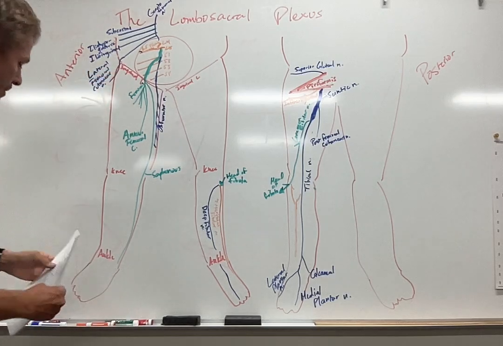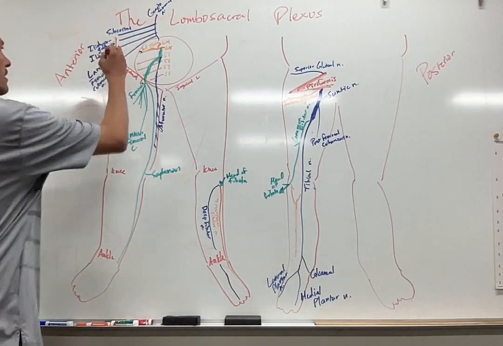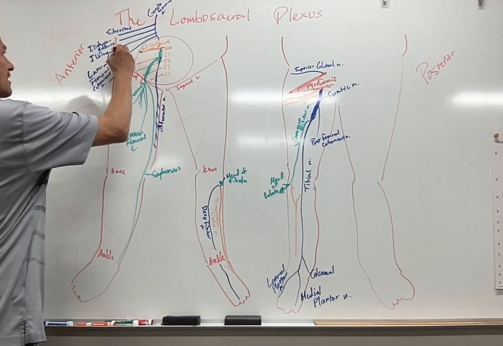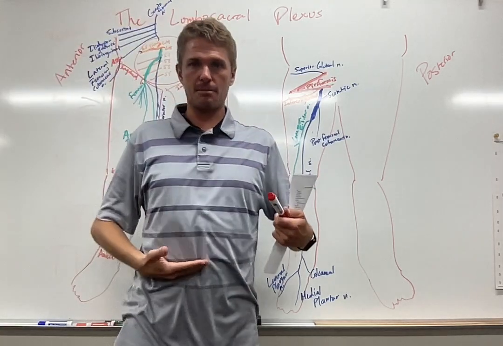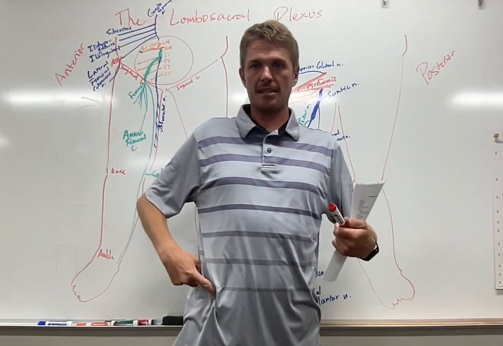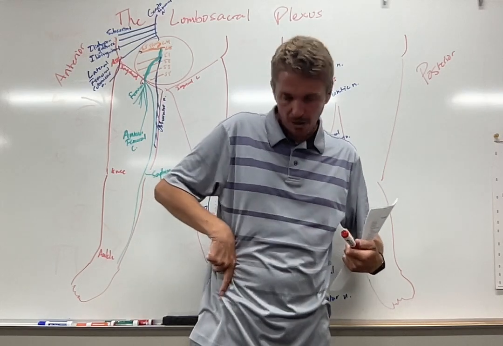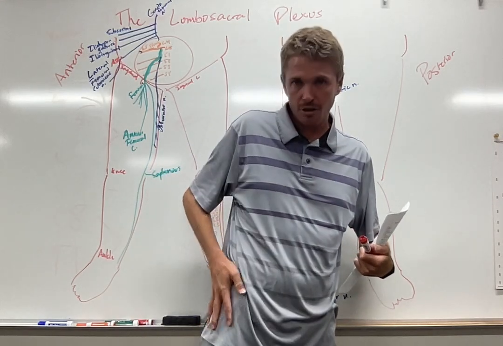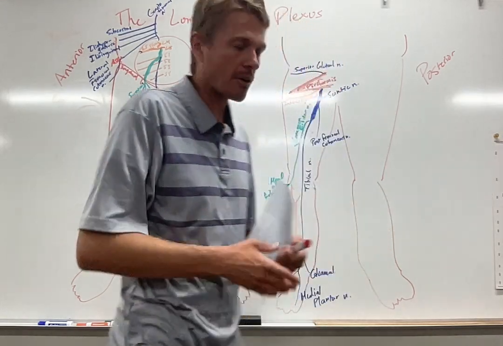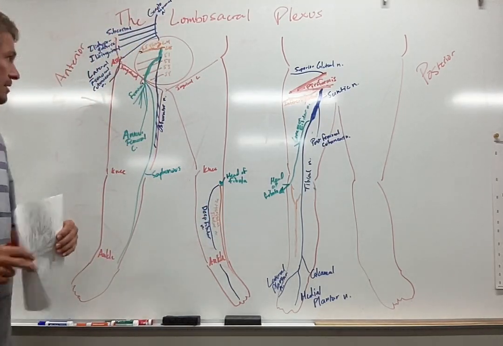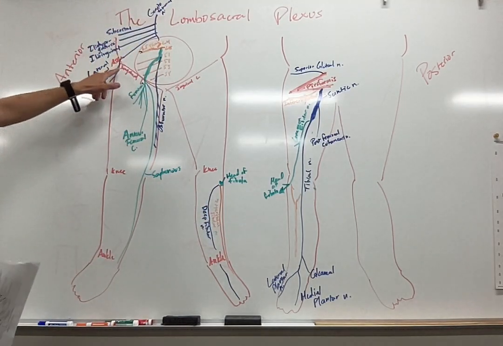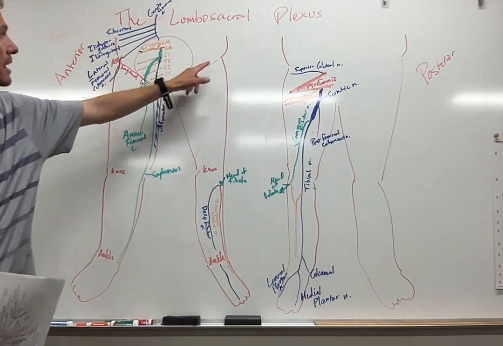This landmark here would be the ASIS. I'll kind of write that in here, because that lateral femoral cutaneous, as it comes down, it's going to come down this way. My ASIS is right here. It's going to pop out about the ASIS, and it's going to innervate my skin here on the lateral femoral region. Hence the name lateral femoral cutaneous. Okay? So ASIS, I have the inguinal ligament in here.